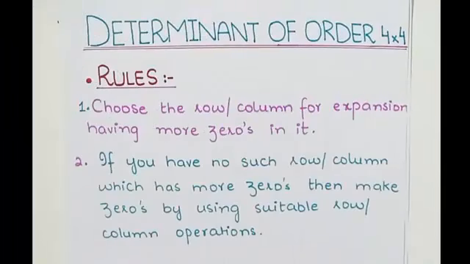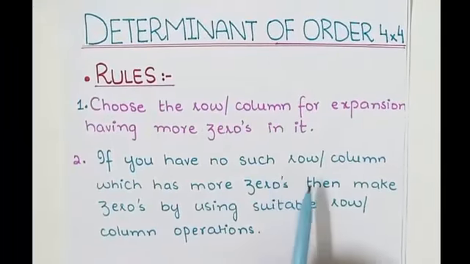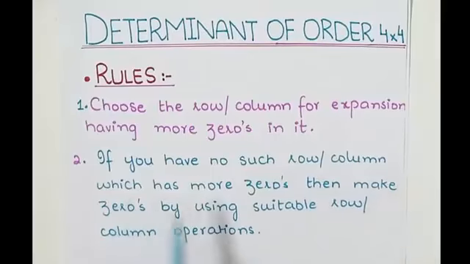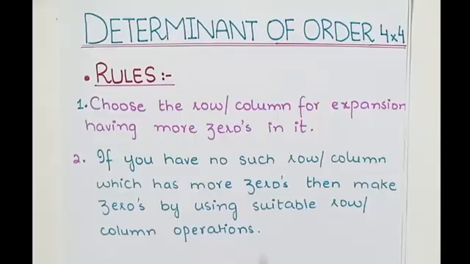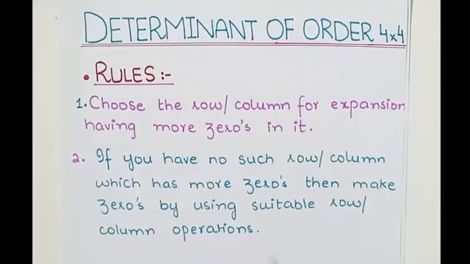Rule number 2 says if you have no such row or column which has more zeros, then make zeros by using suitable row or column operations. Suppose we don't have any row which has more zeros, then we will use suitable row or column operations and make zeros just to make our expansion easier. So this is rule number 2.